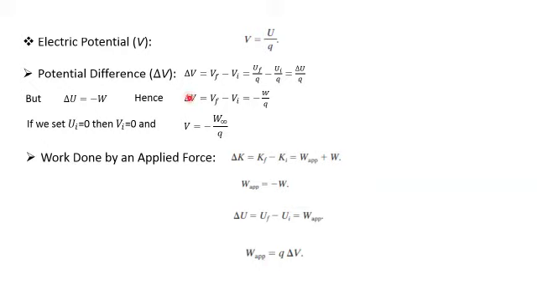Similarly, delta V can be positive, negative, or 0, depending upon the sign and magnitude of Q. And similarly, the electric potential V can also be negative, positive, or 0, depending upon the signs and magnitude of Q and W.